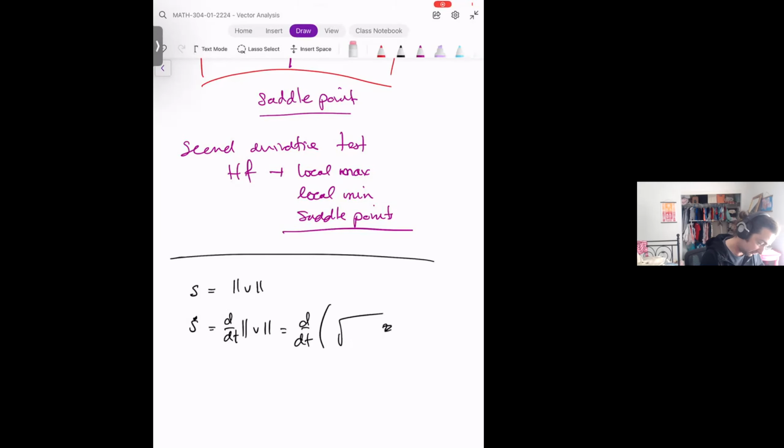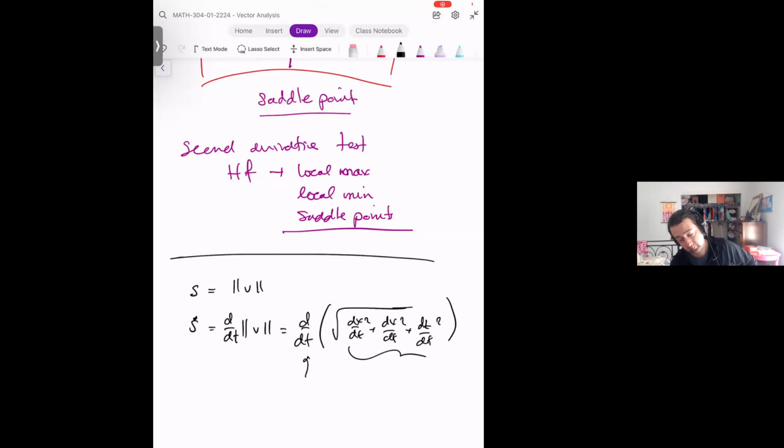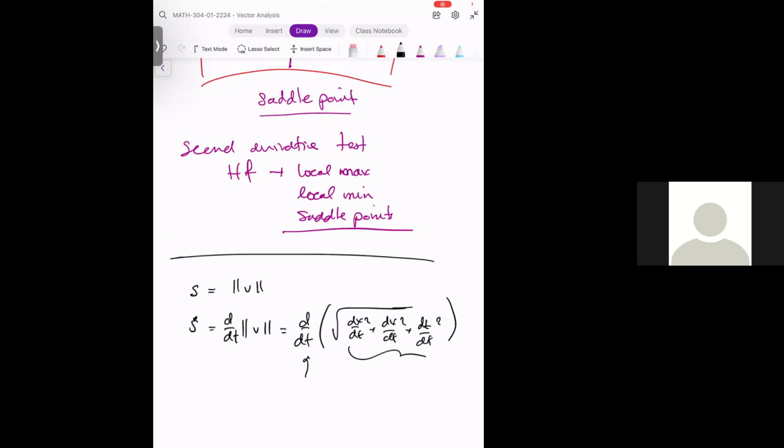Hold on. It's the derivative of the square root of (dx/dt)² + (dy/dt)² + (dz/dt)², right? So you do this first and then you take the derivative. Okay, I see. Another quick question.